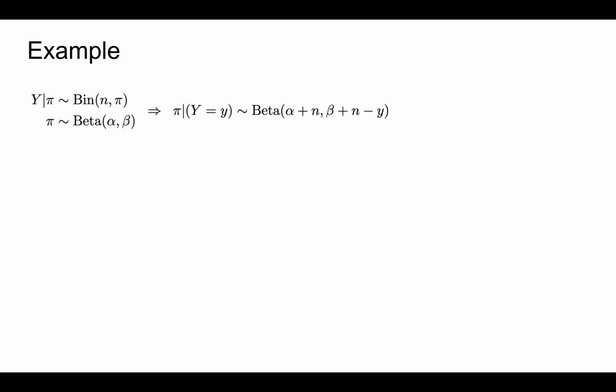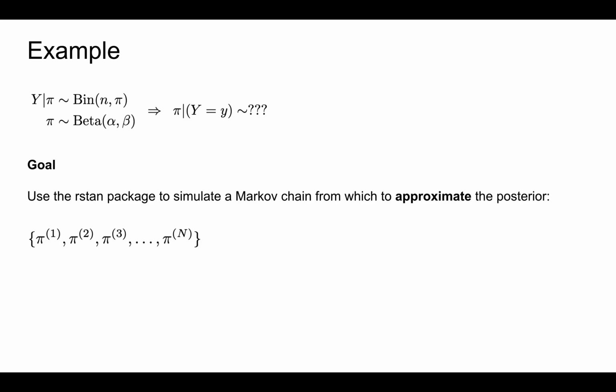Further, we express our prior understanding of pi by tuning a beta model with parameters alpha and beta. If, when we collect our data, we observe little y successes in the n trials, we've shown that the posterior model of pi is beta, with the updated parameters shown here. Now, for pretend purposes, suppose that we weren't able to specify this posterior model. To this end, we'll explore how we can use the rstan package to simulate a Markov chain, pi1, pi2, up to pi N, from which we can approximate this posterior.